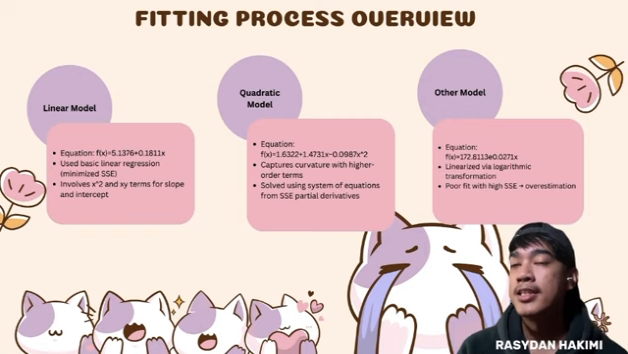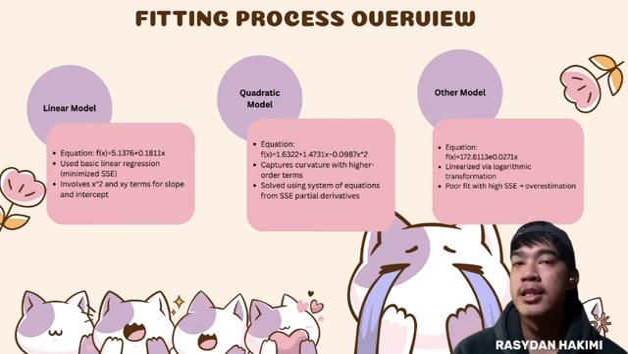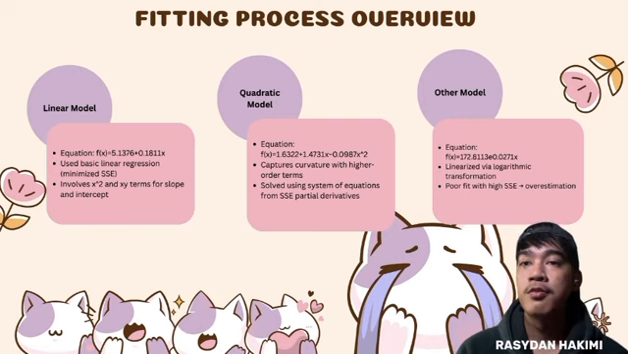To analyze our data, we applied 3 types of models using the least square fitting method: linear, quadratic and exponential. Starting with the linear least square model, the equation we used was f(x) = 5.1376 + 0.1811x. We derive the slope and intercept by minimizing the sum of square errors, which we will call SSE. This involves calculating terms like x squared and xy to form a system of linear equations.